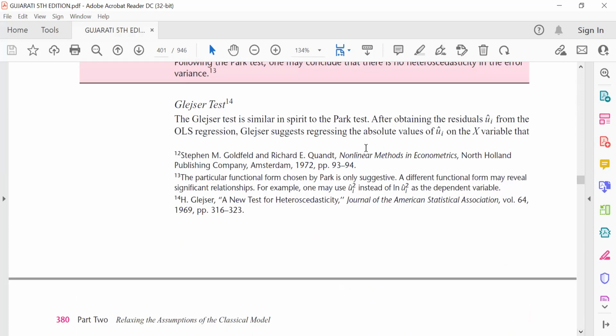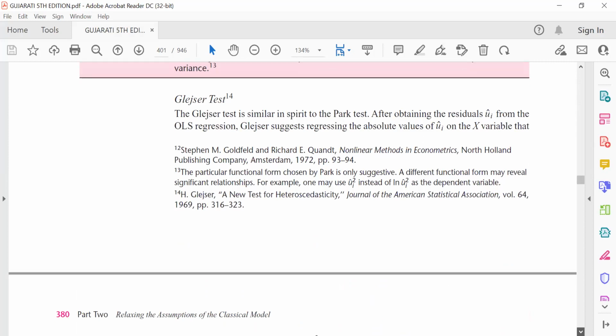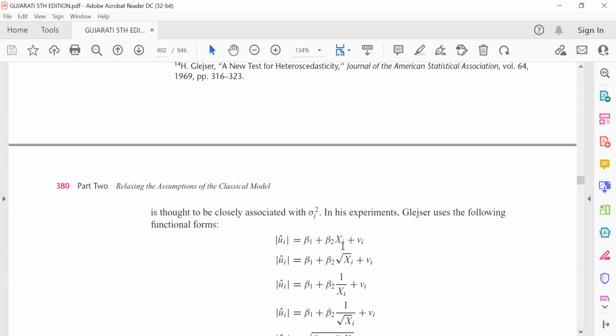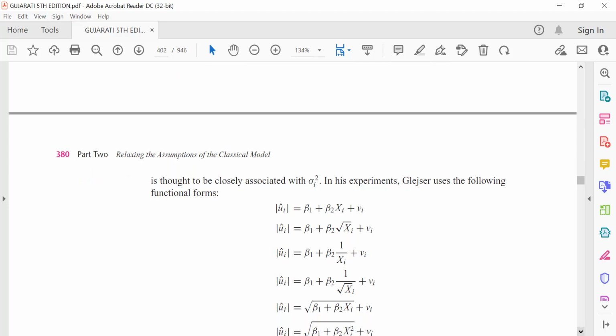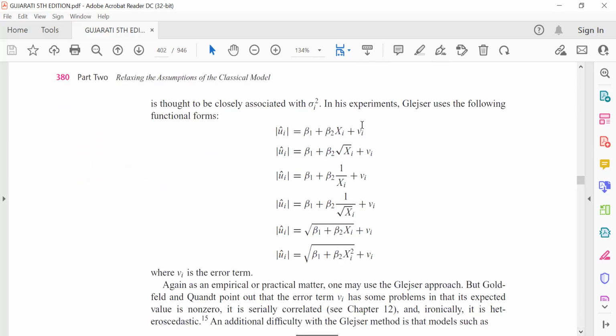The Glejser test is almost the same as the Park test. The difference is that in the Park test we transform the squared residuals into log term, and here we take the absolute value of the residuals. So this means negative becomes positive. Also, if beta 2 here is significant, then there is heteroskedasticity.